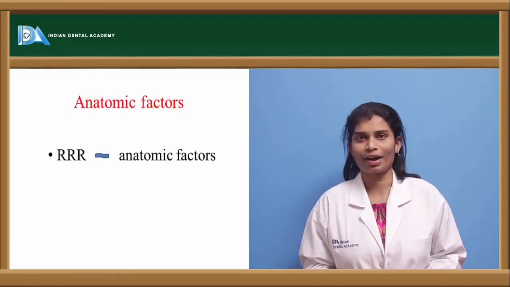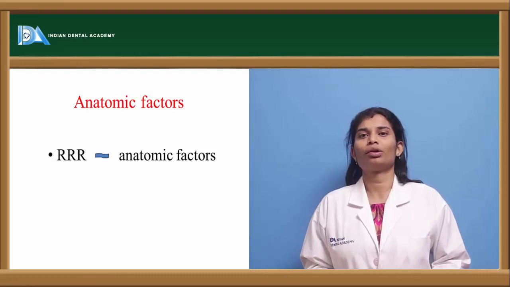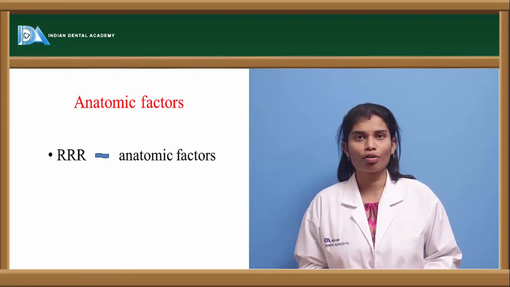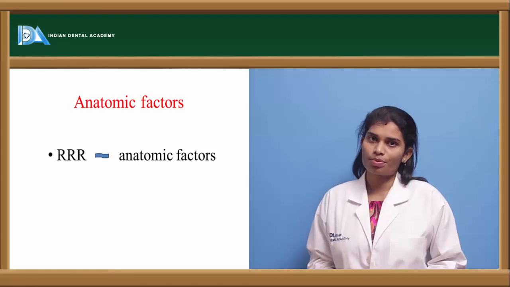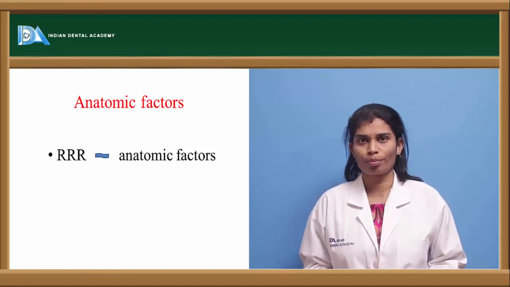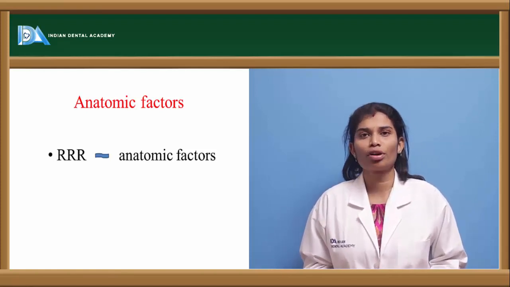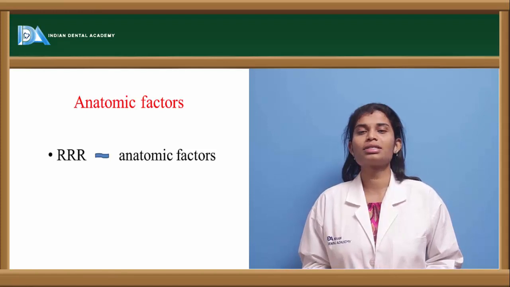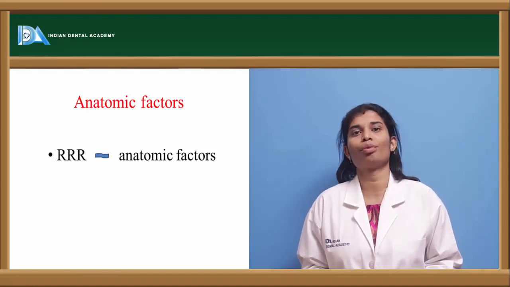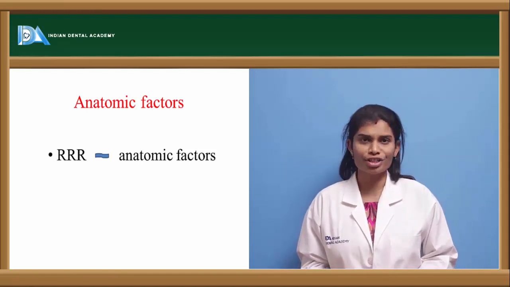What are the anatomic factors? Anatomic factors include the quality and quantity of bone. Residual ridge resorption is directly proportional to anatomic factors. The more the amount of bone, the more resorption. Hence, high well-rounded ridges resorb more when compared to knife edge ridges.